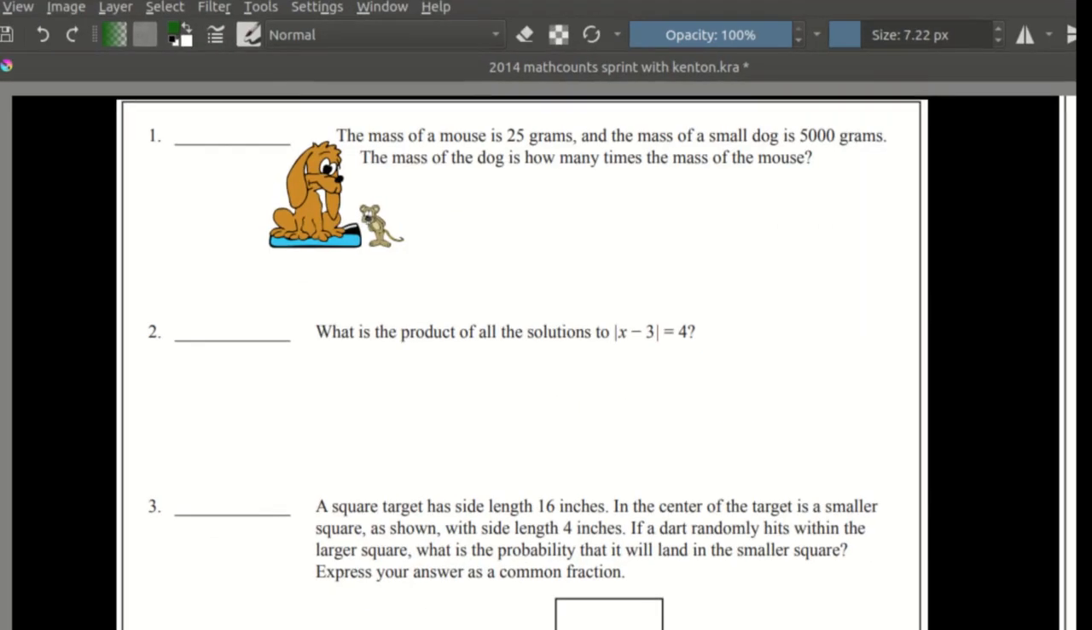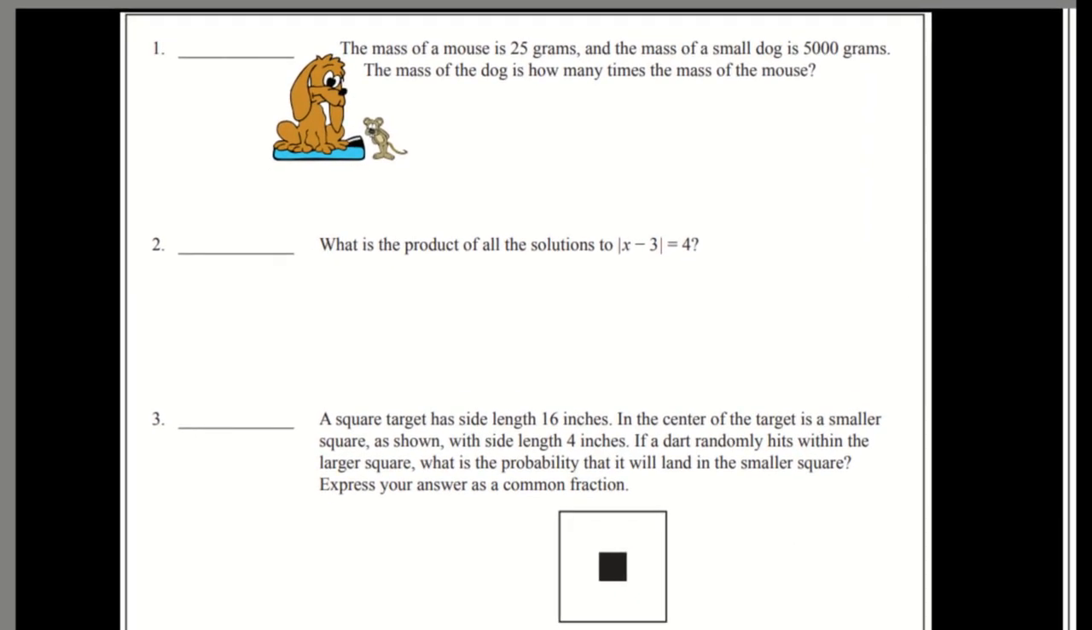So I copied it in here. Let's look at the first problem, Kenton. What do we got here? The mass of a mouse is 25 grams. The mass of a small dog is 5,000 grams. The mass of the dog is how many times the mass of the mouse? How do we do this one?